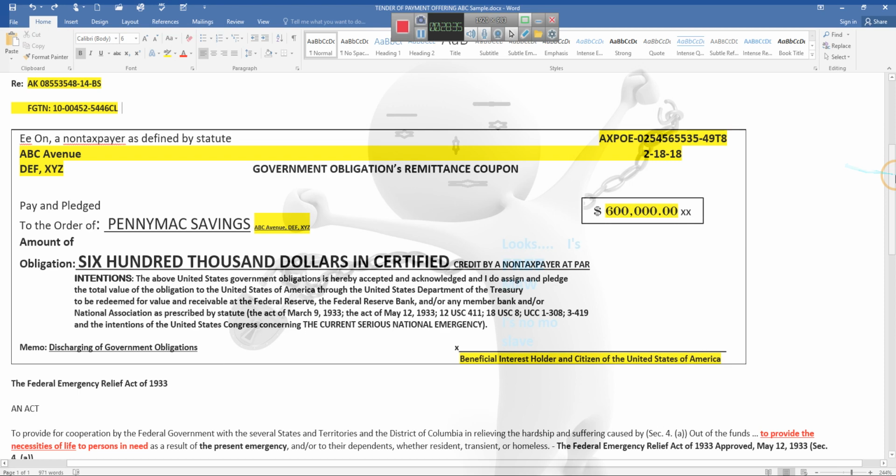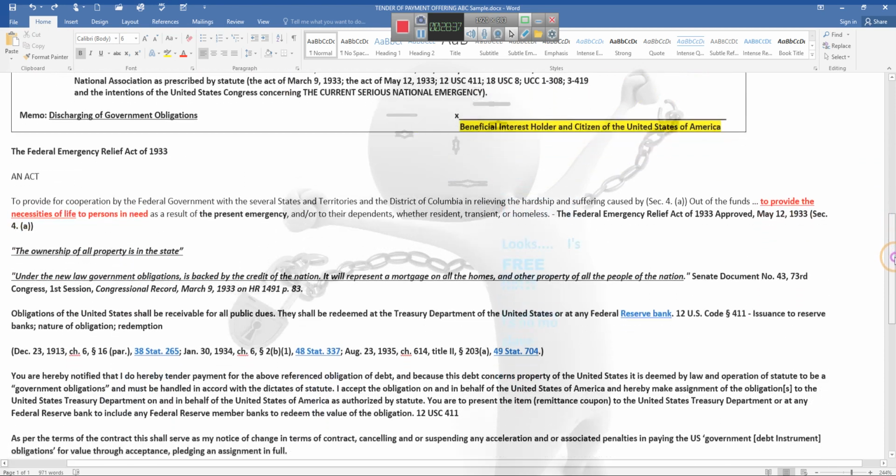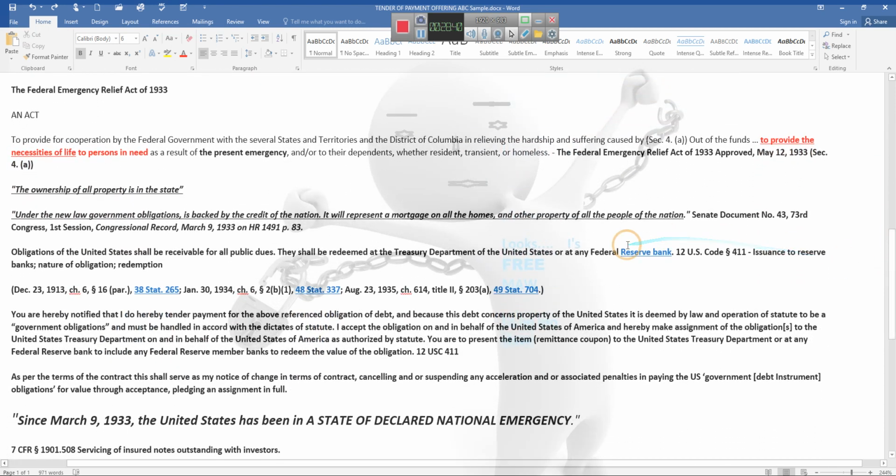Don't be afraid to stand in front of the judge and say, I paid them according to the way the statute is written. The statute says that my property is a government property. It is a government obligation. I have tendered payment to them.